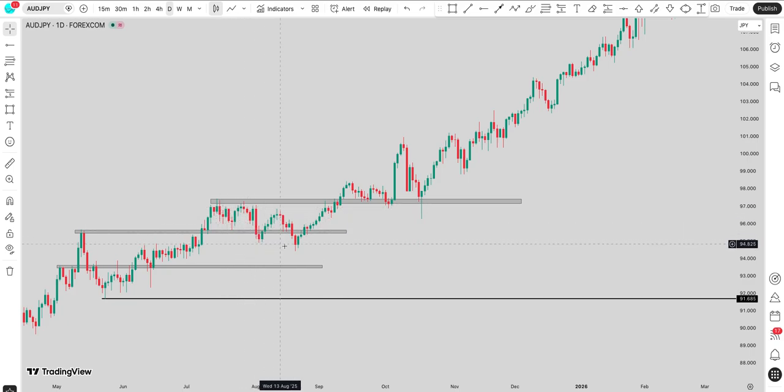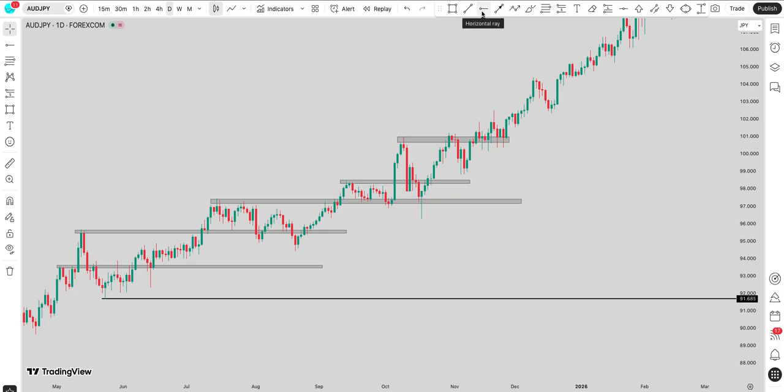Then we got a pullback into this level. This high is higher than this high. This high is higher than this high. So that is where we get our higher high, higher high, higher high. This is a new high, so this is also our higher high. This is a new high, higher high, and so on. So it's clear as day that this chart is a bullish market structure.